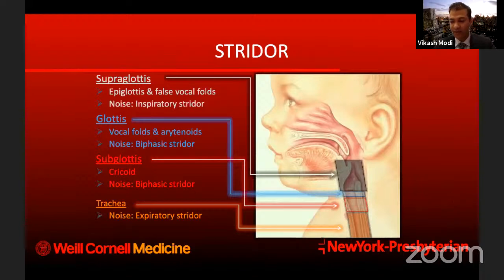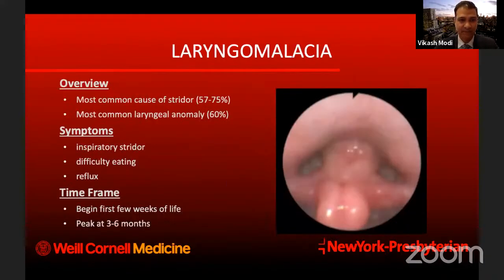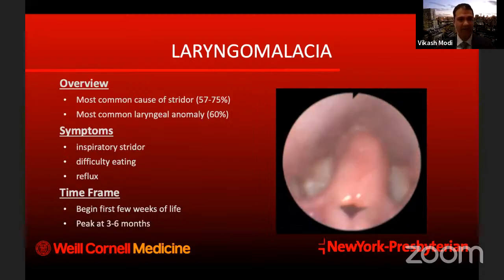Different parts of the airway produce different noises. The supraglottis produces inspiratory stridor. The glottis produces biphasic stridor. The subglottis also produces biphasic stridor. And the trachea produces more expiratory stridor than inspiratory stridor. The lower down you go into the trachea, meaning once the trachea becomes intrathoracic, the expiratory stridor component is larger. So once again, the sound can give you a clue.